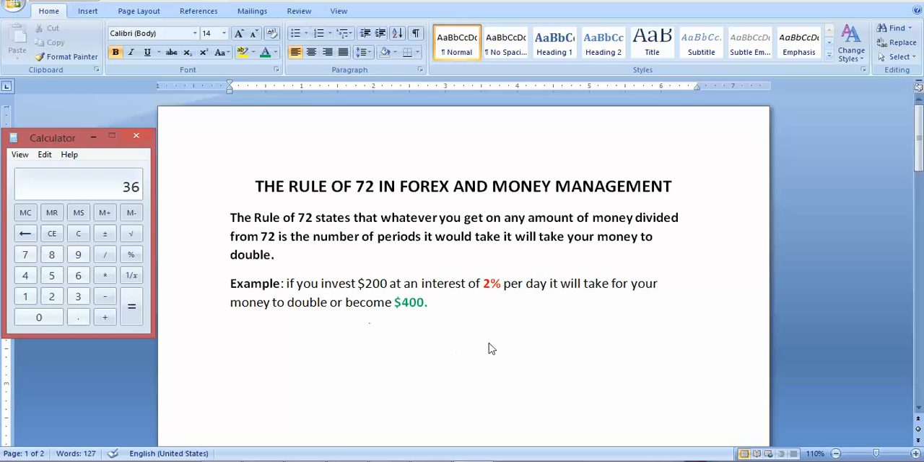So let's just say you were doubling your account every 1.5 months. It means that by the end of the year you have how much? Do your calculations and you will see that it is quite a substantial amount of money. In the first 1.5 months you have 400. Then the next 1.5 months, which will be 3 months time, you have $800.